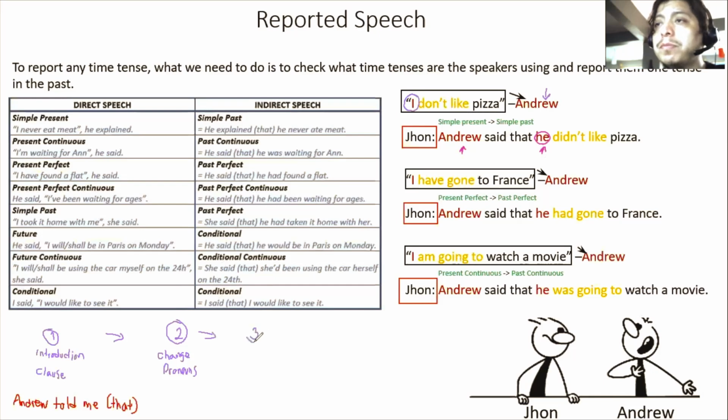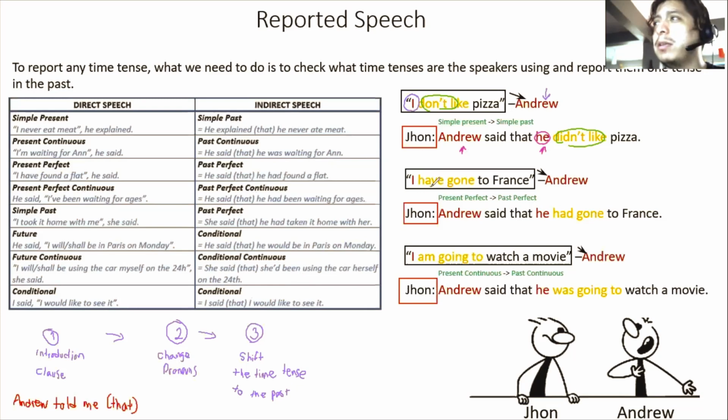And number three, you need to shift the time tense to the past. If somebody says something in the simple present, you report it in the simple past. In this case, you have I don't like pizza. This is the direct speech. We report it in the past: He didn't like pizza. We report something in the present in the past.